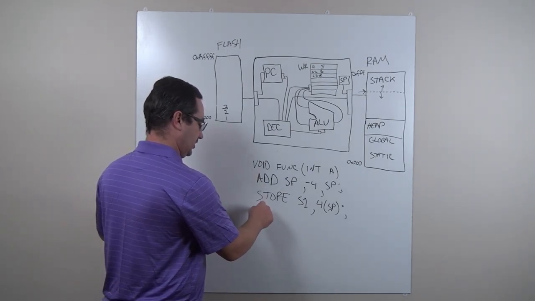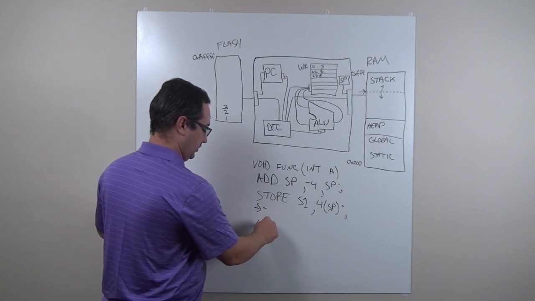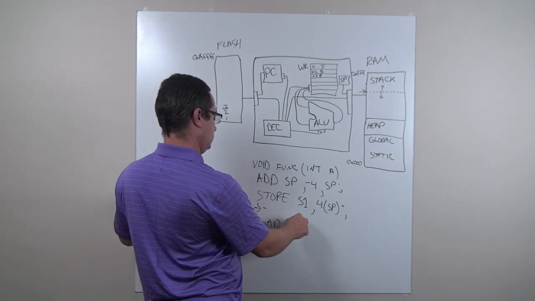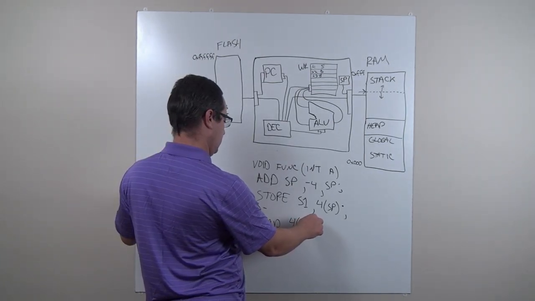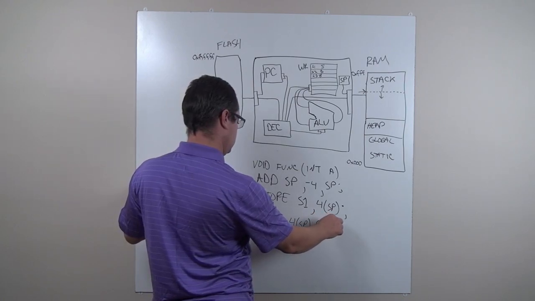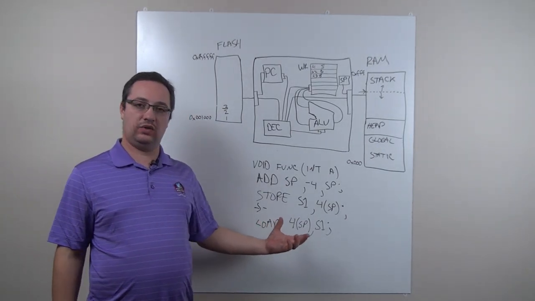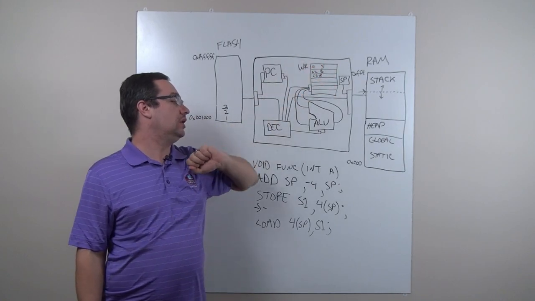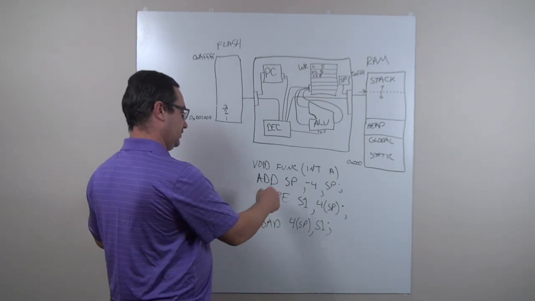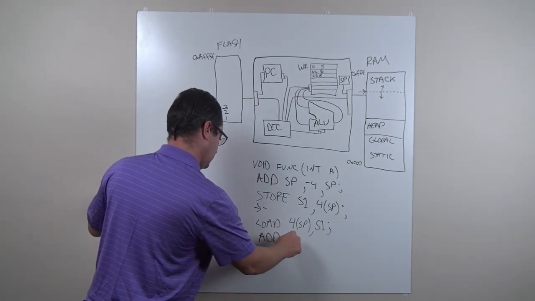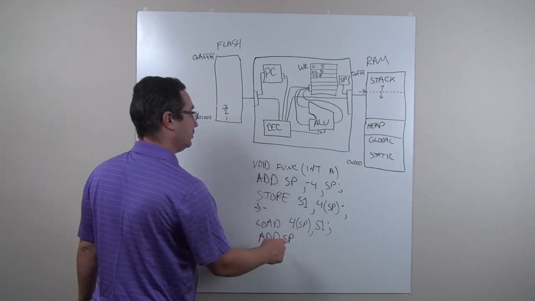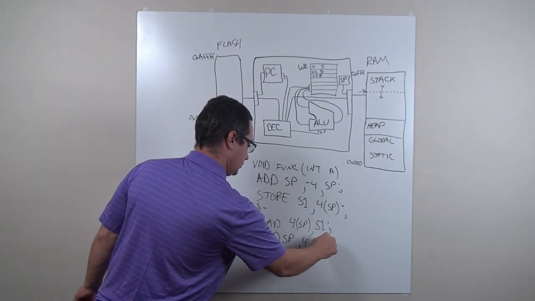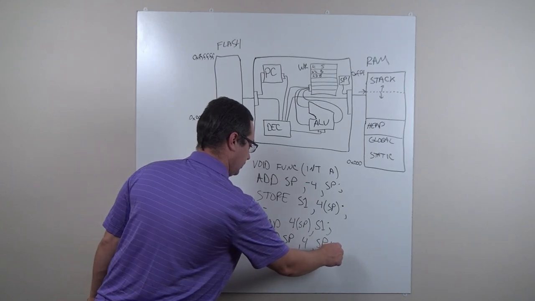When the function finishes, as the cleanup for the function, a load will happen. So some stuff happens here, and so you will get a load of 4(SP) to S1. What the load will do is that now that we've finished our function, the load will move the thing that we saved to the stack back into our working register. And to finish everything up, we're going to add 4 to the stack pointer, and we're going to store it back into the stack pointer.